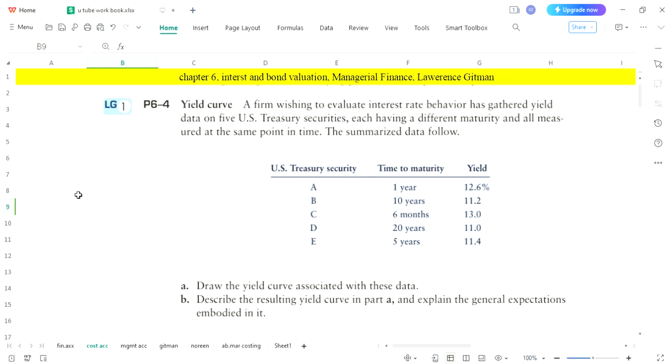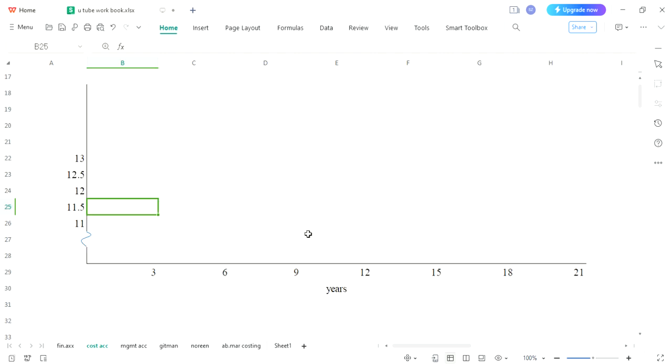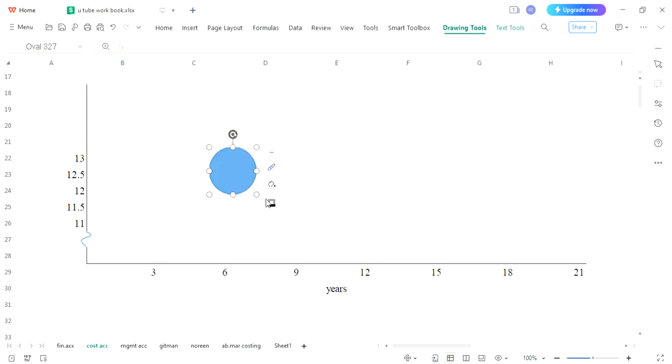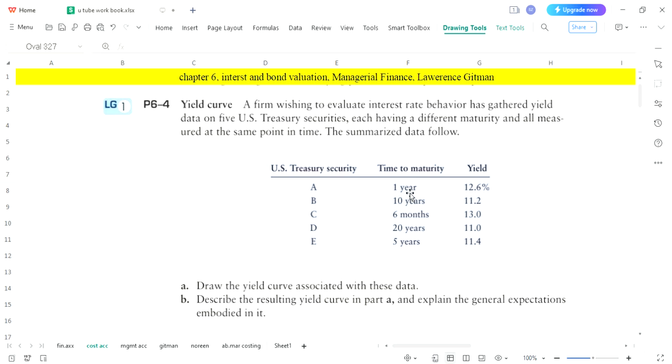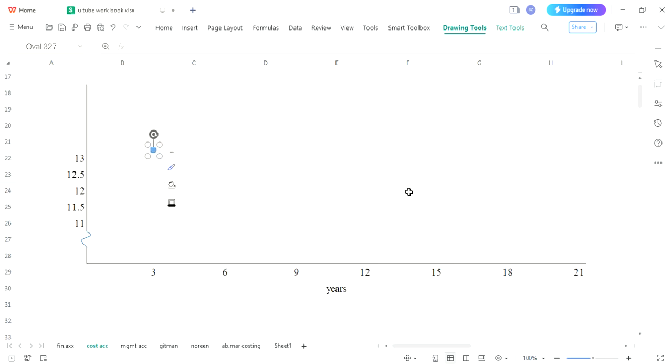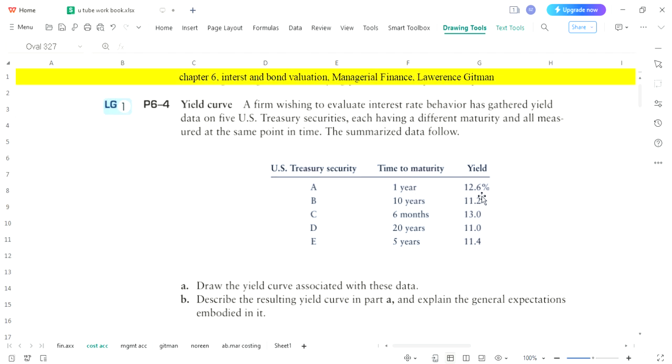Let's start. For the first year, we need to put 12.6. So for the first 12.6, let's put a pointer over here, and we will make its size accordingly. For the first point, you will have to go to the first year, or 1 year. Between 0 and 3 there will be 1.5, and a little more to the left side you will get your 1, and in front of 1 you need to go to 12.6.